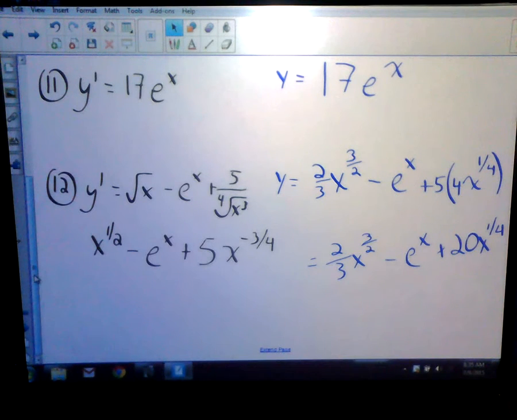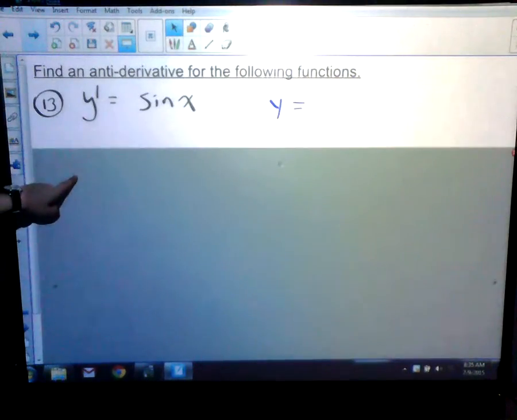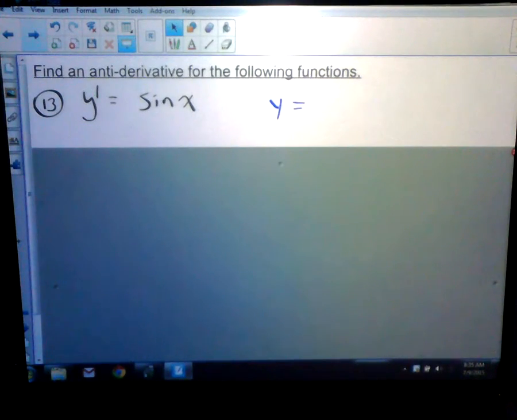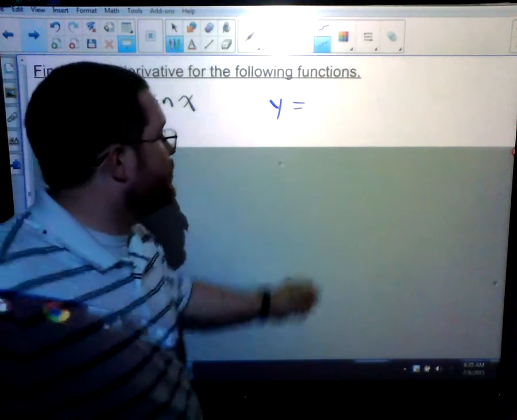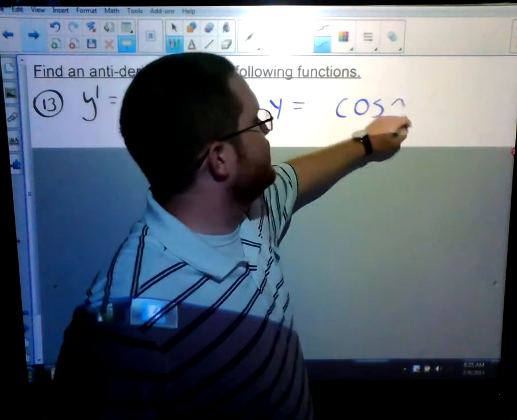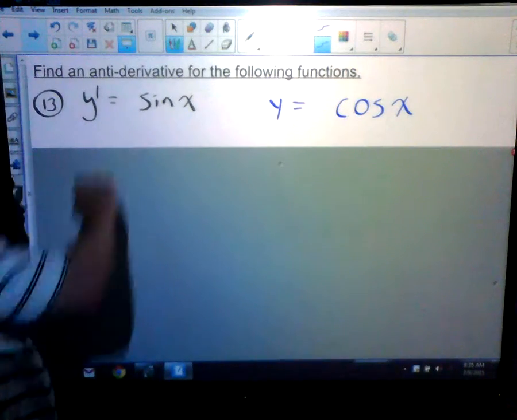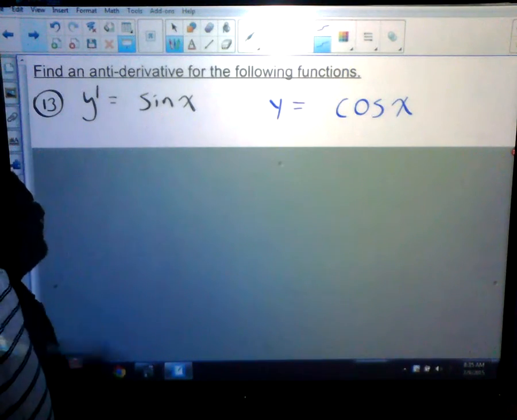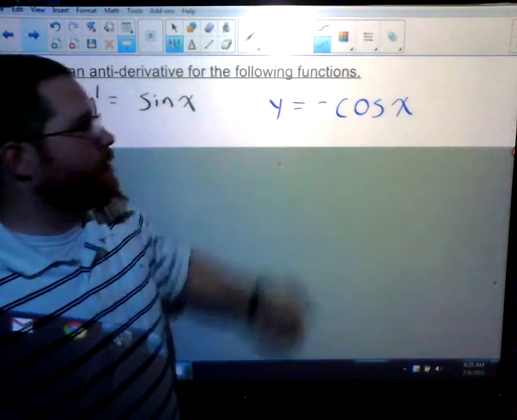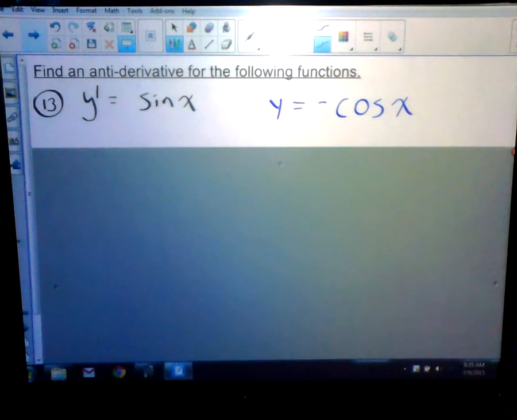So that's power rule, that's exponential rule, that's all mixed together. Well, what else do we know? How about this one? What has a derivative of sine? Well, nothing really. Because the derivative of cosine is the closest. The derivative of cosine is negative sine. So I need to cancel out the fact that there's not a negative here. So I'll put a negative there. The derivative of negative cosine is sine.